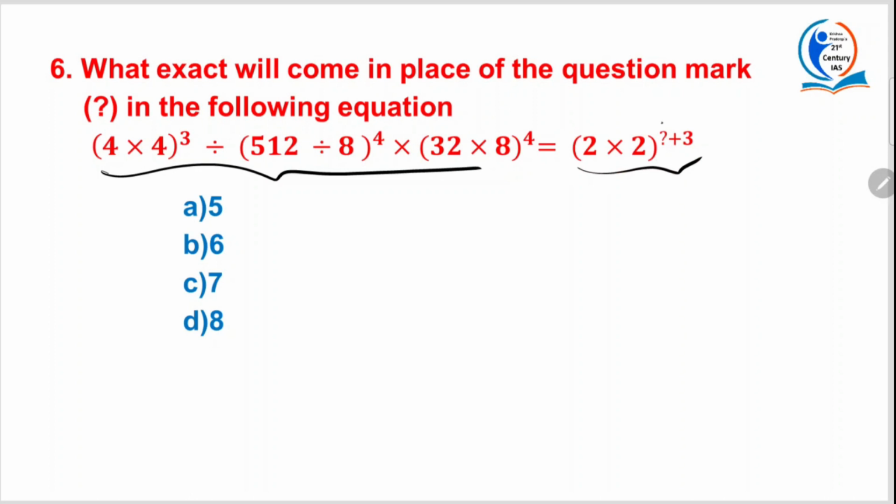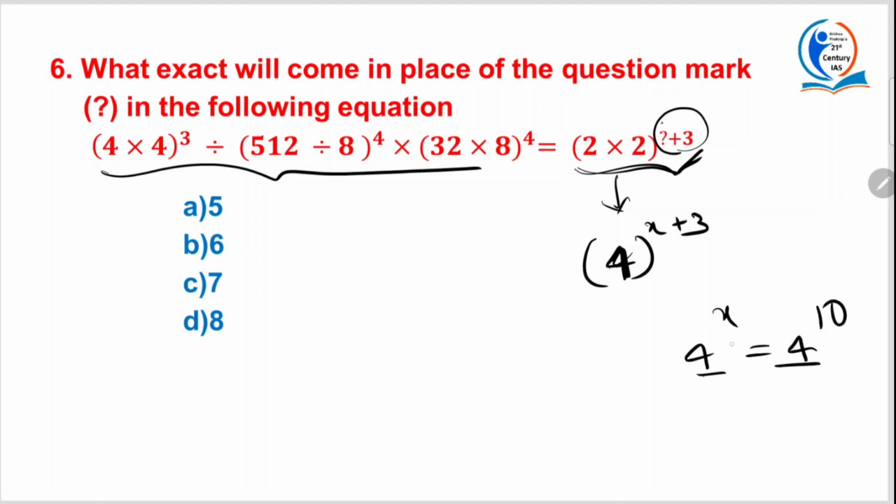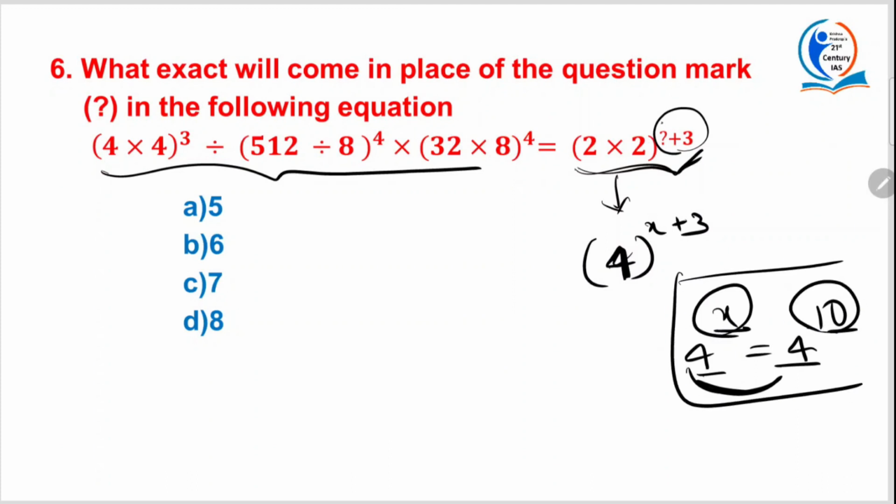What exactly will come in the place of the question mark in the following equation? Okay, this one. See, observe the right hand side. It is given 2 into 2 whole power something and you have to find that number. Now this 2 into 2 can be written as 4 power some number, let it be x, plus 3. So on the LHS also you have to convert the entire equation into powers of 4, so that when bases are equal, 4 power x is equal to 4 power 10, then what is x? It is 10. So when bases are equal, you can equate the powers. This is also one concept you have to be very clear about.